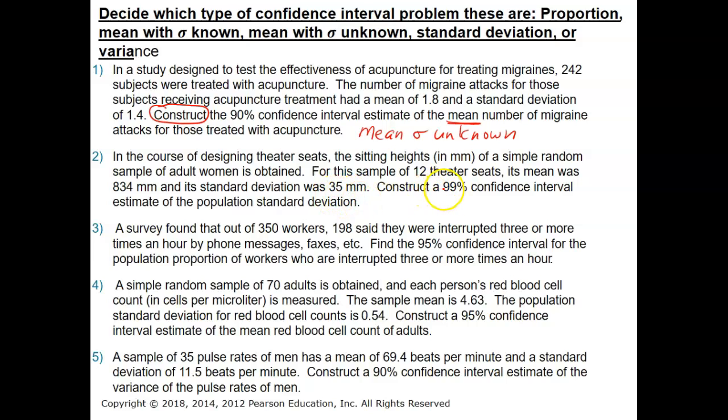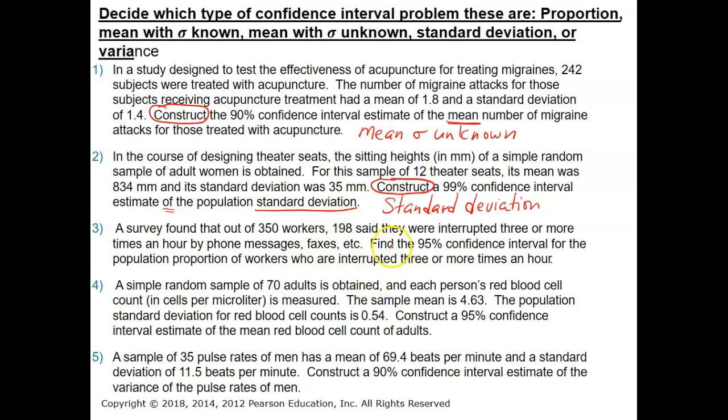Okay, number 2, construct a 99% confidence interval estimate of the population standard deviation. Here's my construct statement, and what I'm constructing is a confidence interval of the standard deviation. So this is going to be a standard deviation type, just like we looked at today. A lot of people think, okay, this one has the words standard deviation, and this one has the words standard deviation. Yes, they both do, but they're very different in terms of how you approach the problem. It has to do with what you're constructing, not what's given in the problem as much as what you're asked to construct.